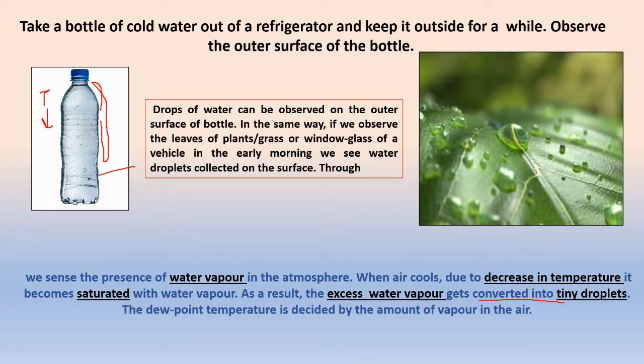And the dew point temperature is decided by the amount of water vapor in the air, right? We have studied in the previous slides that the dew point temperature depends on the amount of water vapor in the air. That means it is the temperature at which the air, or the water vapor, gets saturated. Now in the same way it happens for the leaf also. In the morning, the air beside the object gets saturated and the excess water vapor is converted into tiny droplets.